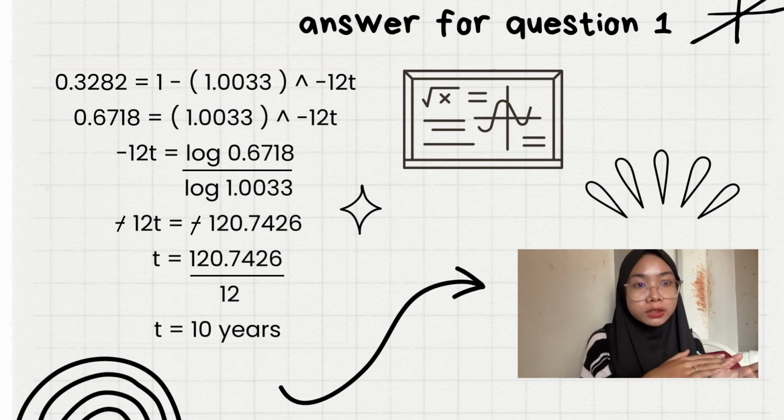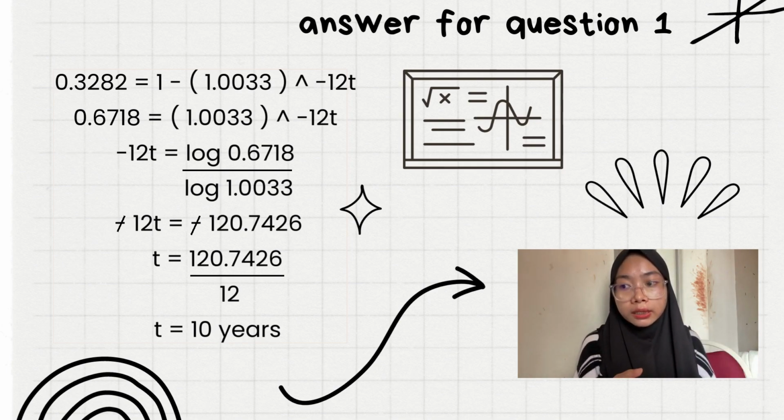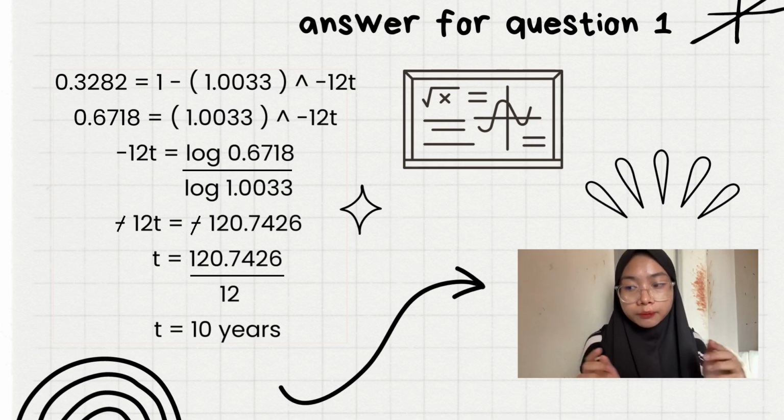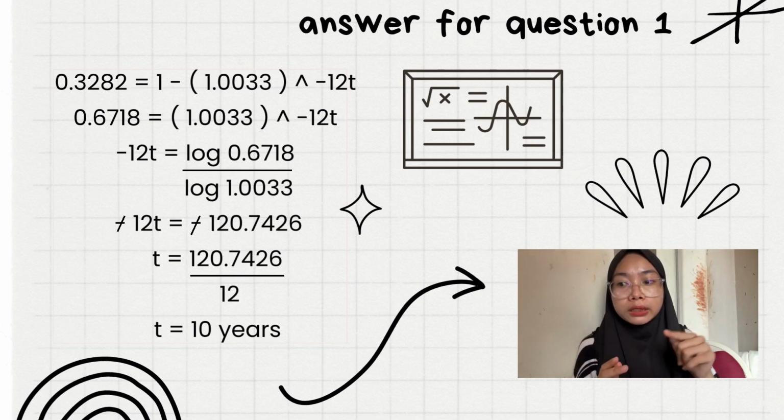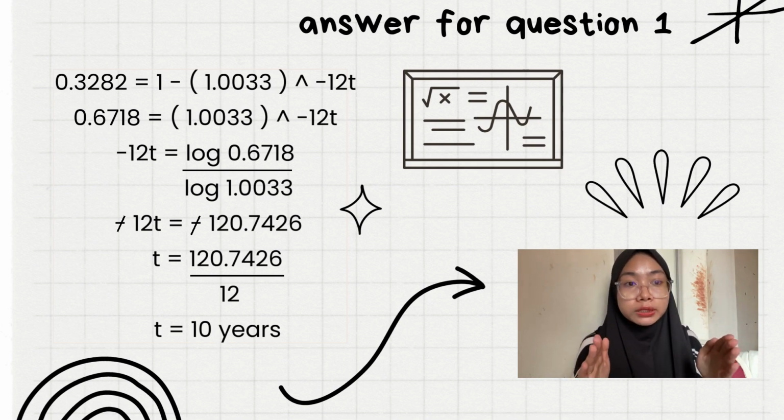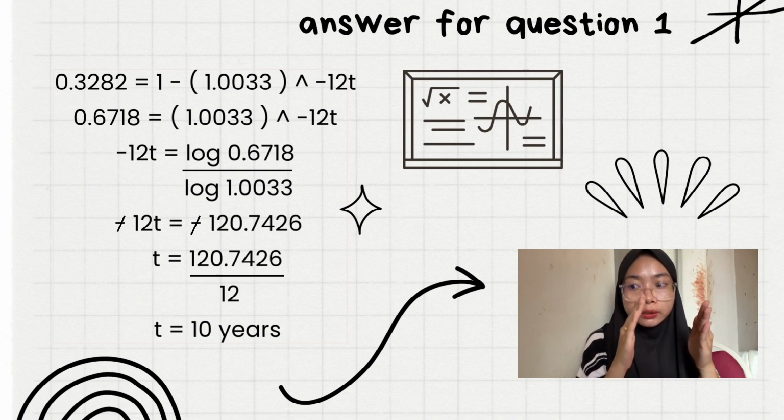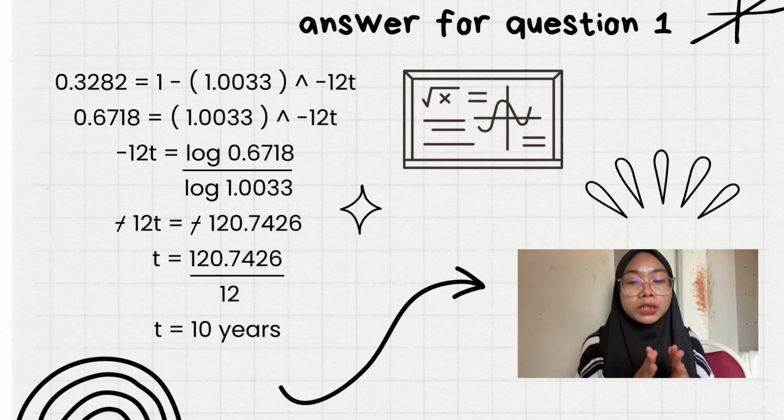Next, the negative 12t, we move to the front and we put log for 0.6718 and log to 1.0033. And we calculate, you will get negative 12t equals negative 120.7426. Next, we bring the 12 to the left, it becomes a divide. So 120.7426 divided by 12, and the final answer we get is 10 years.